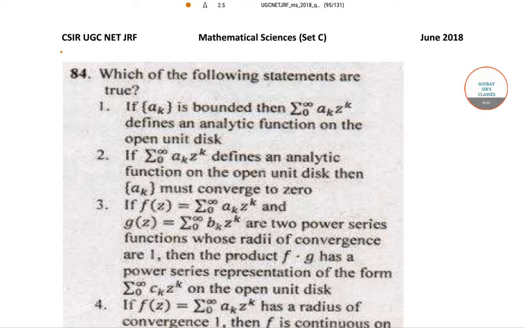Today we'll be solving the CSIR UGC NET questions from the June 2018 paper. We'll be solving set C of the mathematical sciences paper. So let's start off with question number 84.